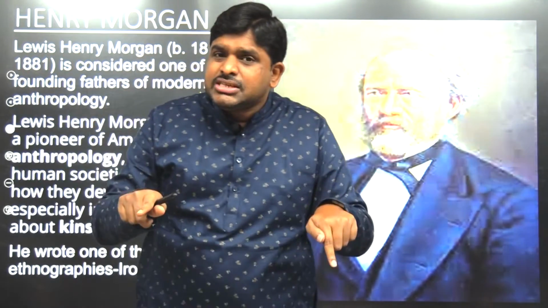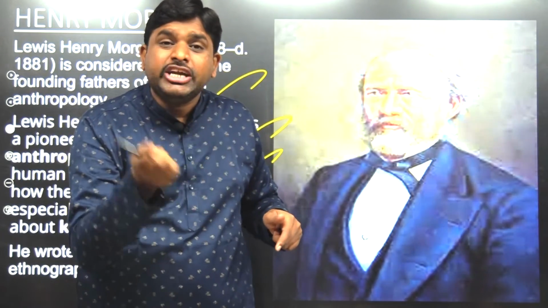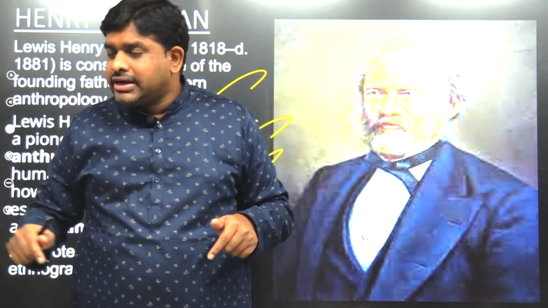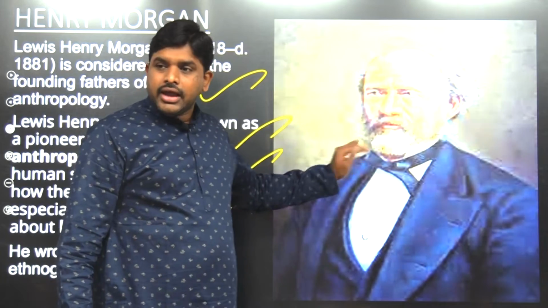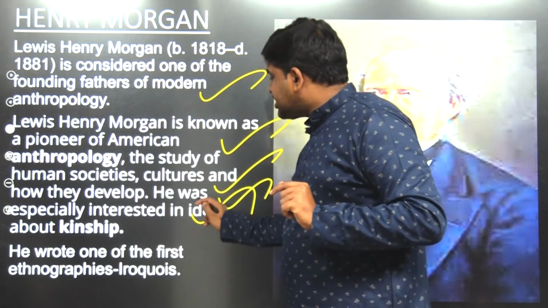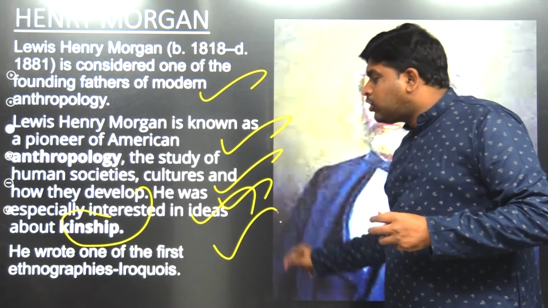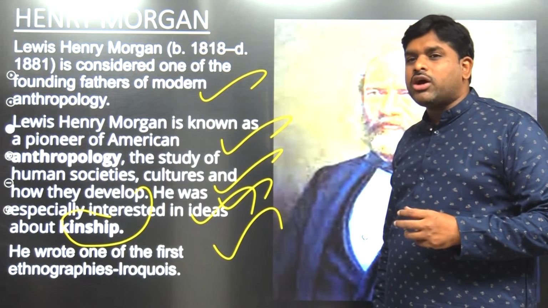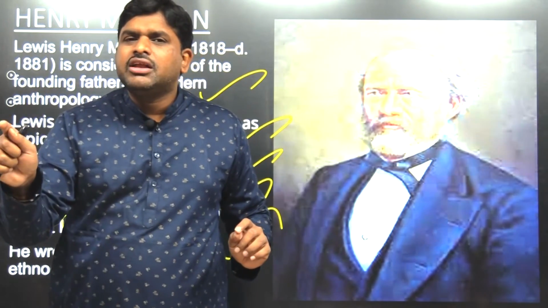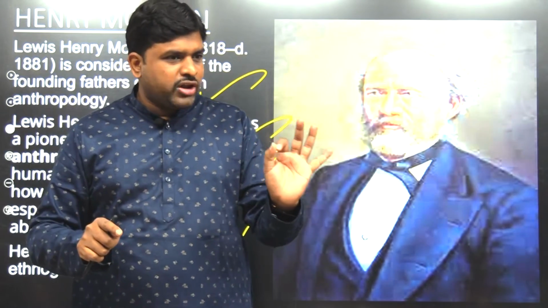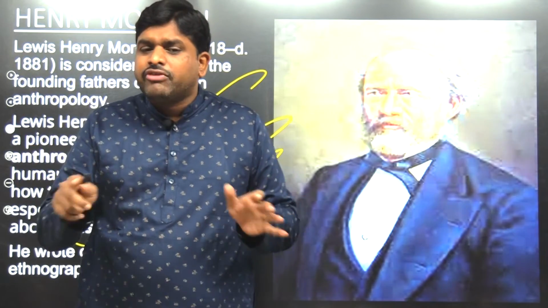So, kinship systems and terminology, how we call them, also differ in different societies. This was studied very, very keenly by Henry Morgan. Kinship means relatives. He wrote one of the famous first Iroquois ethnographies. Ethnography means studying about one tribal community in detail.